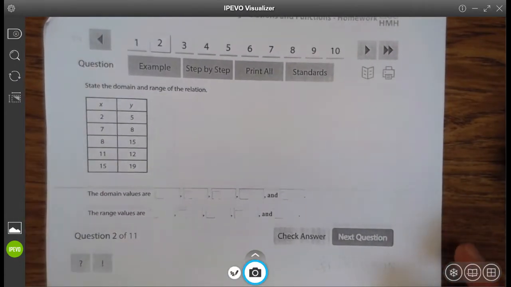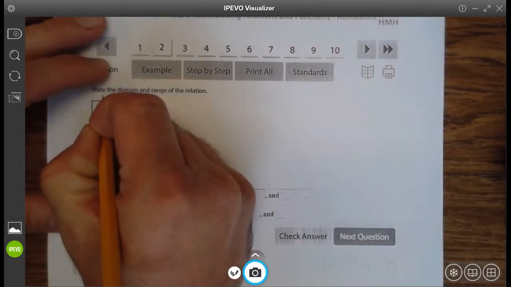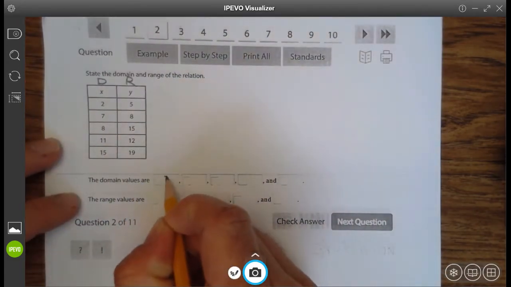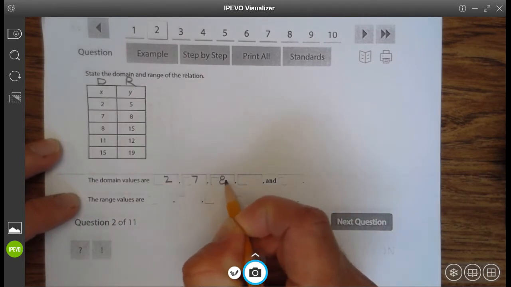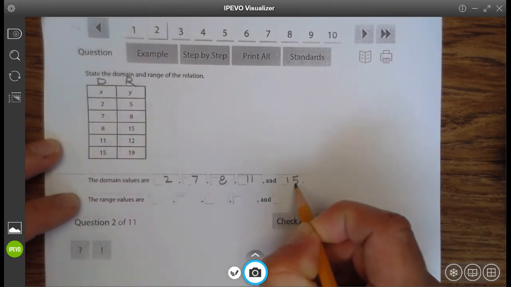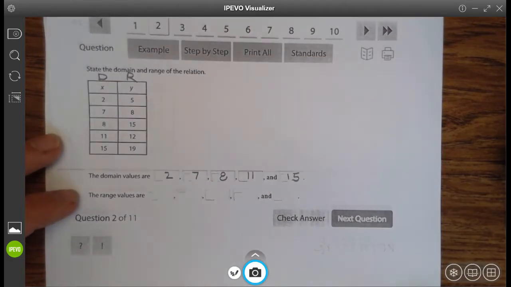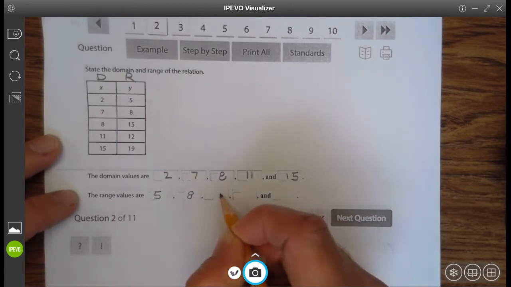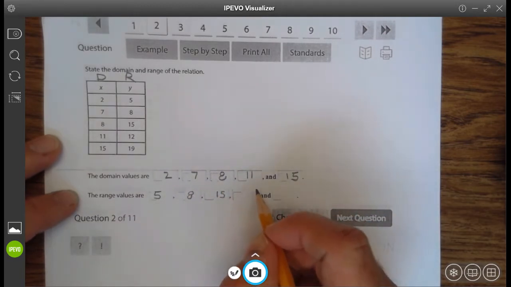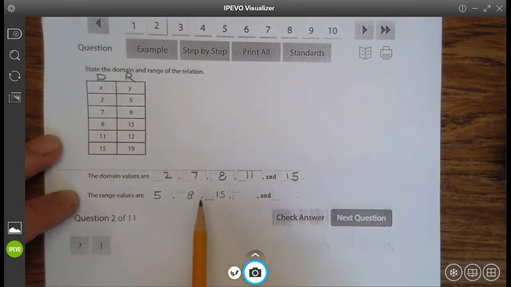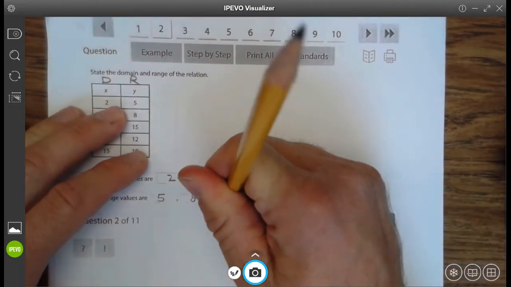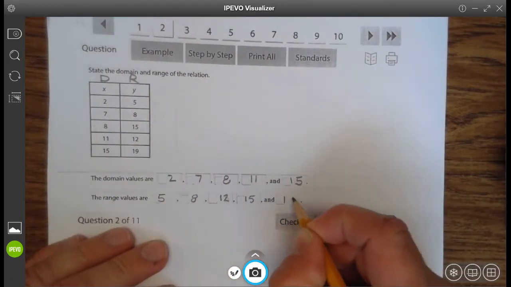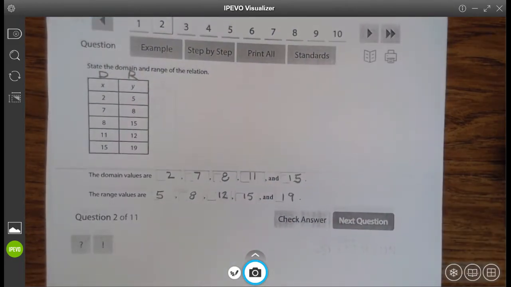Example 2. State the domain and range of the relationship. Now, the domain is x and the range is y. So the domain values are 2, 7, 8, 11, and 15. The range values are the y values, so 5, 8, 15. They're probably going to want you to put them in order numerically, so 15 is not wrong, but you probably want to put the 12 there, then the 15, then the 19. All right, go ahead and finish up example 2.